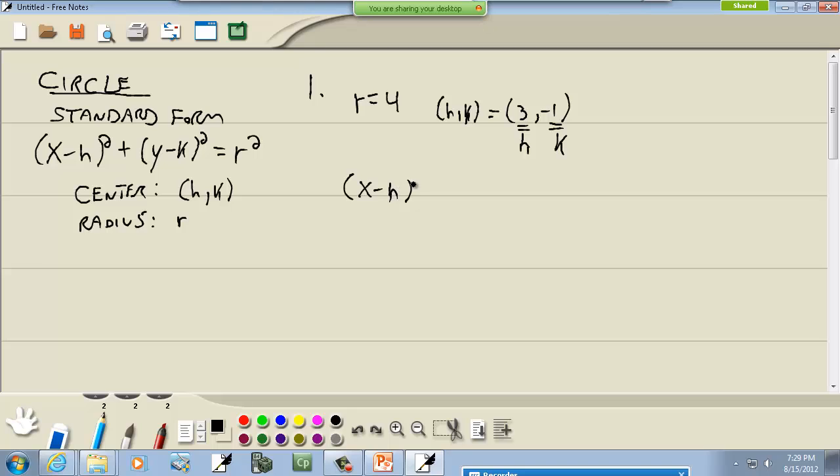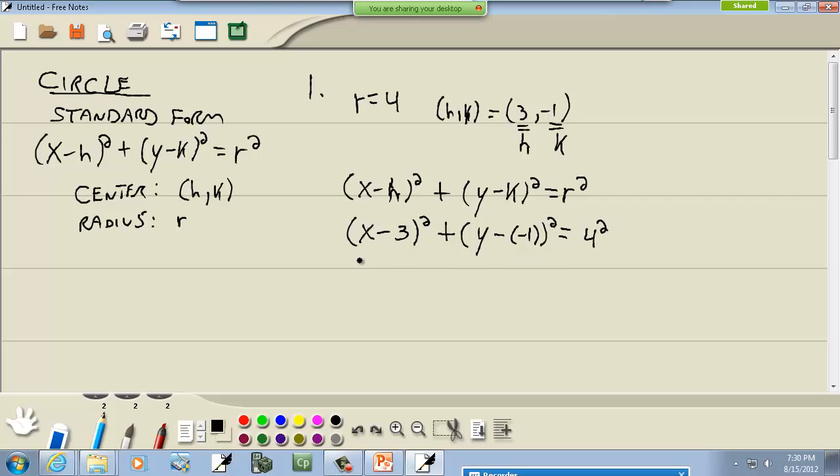So we take our standard form. We got (x minus h) squared plus (y minus k) squared is equal to r squared. So we got (x minus 3), and k we said was negative 1, so y minus negative 1, and r squared, so we'd have 4 squared. Now for our standard form, we do a little bit of simplifying. The negative negative here becomes a positive, so we got (y plus 1) squared, and 4 squared gives us 16. So that's our first answer.